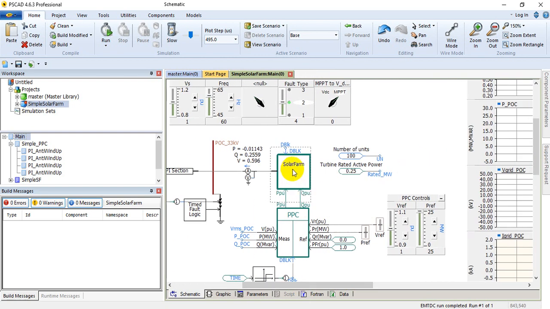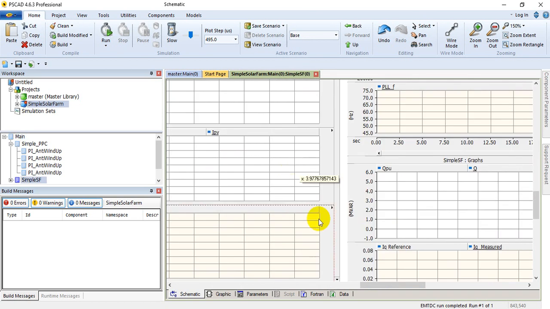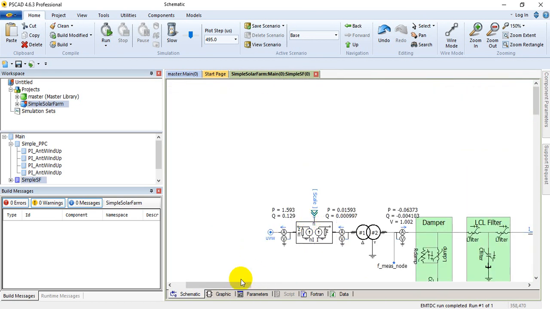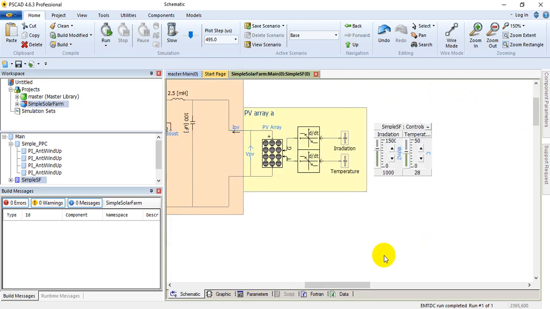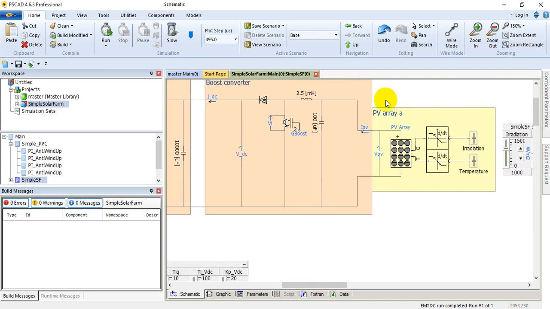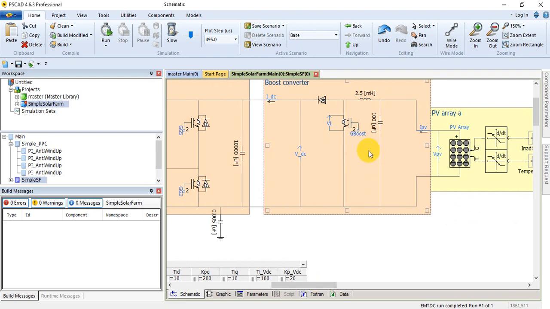So the next important thing again is the solar farm block. Here you can see that there are different things associated with it, starting from this main circuit. In the solar farm, this is the PV array. I will highlight a few important things here. The first thing is the PV array. The input and output of this PV array will be IPV and VPV. It will give you two outputs, and these two outputs are considered as inputs to the boost converter.